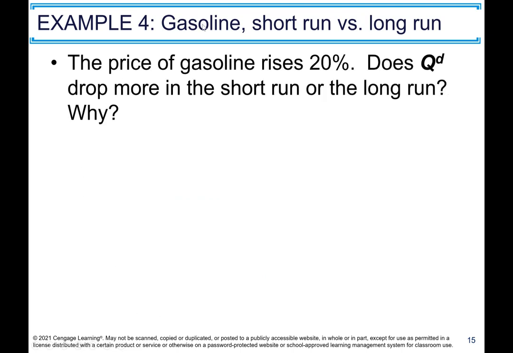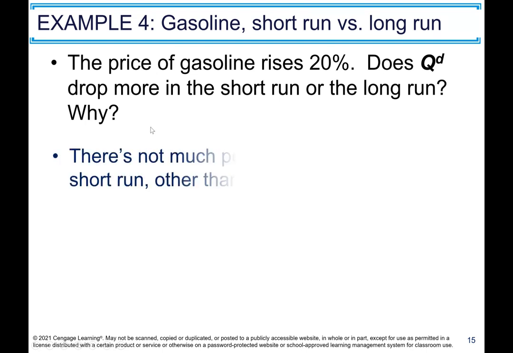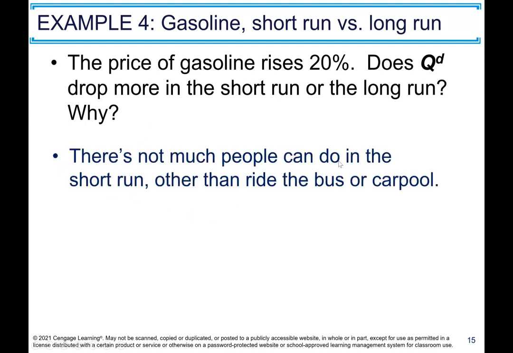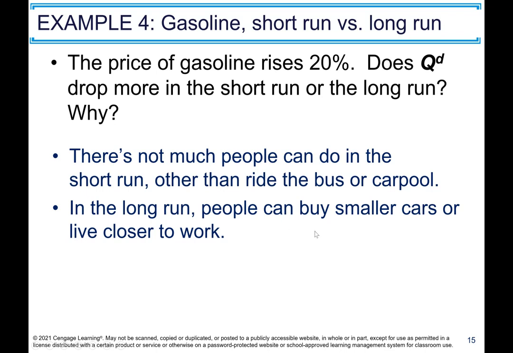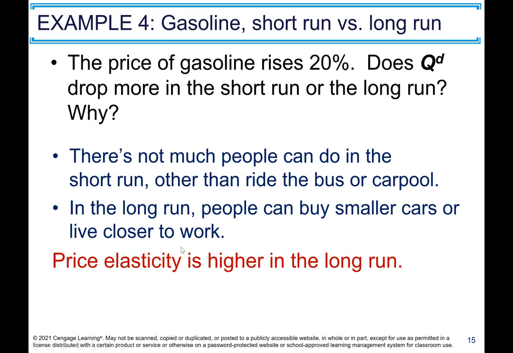Example 4, gasoline in the short run versus in the long run. The price of gasoline rises 20%. Does quantity demanded drop more in the short run or the long run, and why? There is not much people can do in the short run other than ride the bus or carpool. In the long run, people can buy smaller cars or live closer to work. Therefore, price elasticity is higher in the long run.